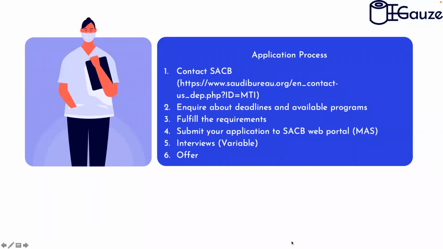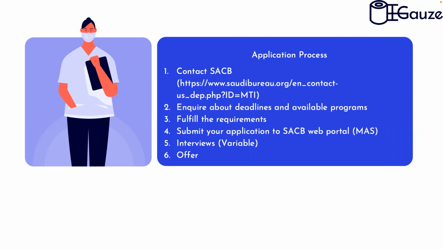So the application process for the residency in Canada basically starts with the SACB, the Saudi Cultural Bureau in Canada. I would advise anyone who's thinking of applying to Canada, the first step is basically to communicate and send an email to SACB. Ask them about the available programs, the deadlines, and the requirements.